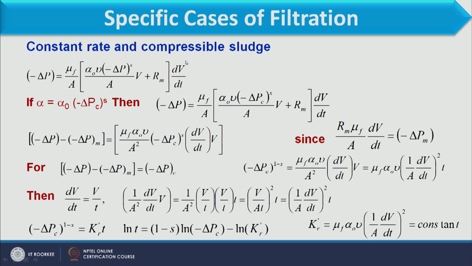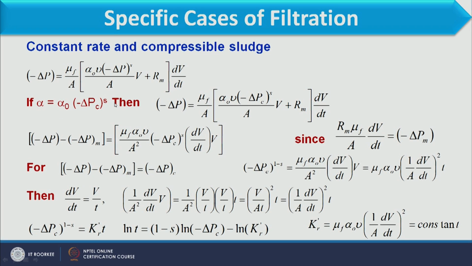dV by dt is constant because that is constant rate, and here alpha is the Sperry correlation, and that is considered as a function of delta Pc. Usually it is defined as total pressure drop, but here we are considering only a function of delta Pc, because total pressure drop will be the pressure drop across the bed and the pressure drop across the media. Usually the pressure drop across the media is constant, so alpha will be a function of the pressure drop across the cake. Therefore here alpha is considered like this.